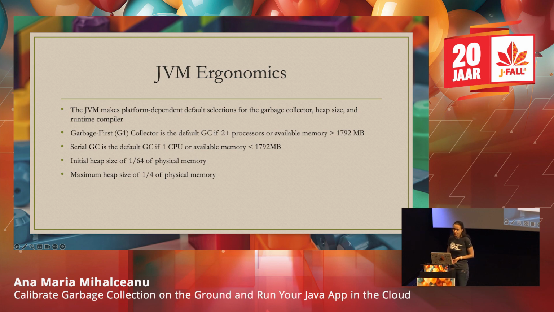Most of the time, the garbage first collector is selected, and there are constraints for it. If there are two or more processors, and the available memory is more than 1,792 megabytes, G1GC is going to be the default. The serial GC is going to be the default if one core is available, or you have available memory of less than 1,792 megabytes. There's an initial heap size and a maximum heap size available. So please keep this in mind because I'm going to follow up with a little question later.